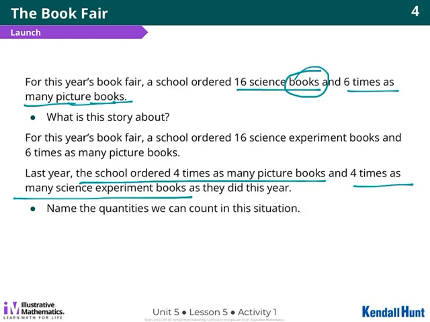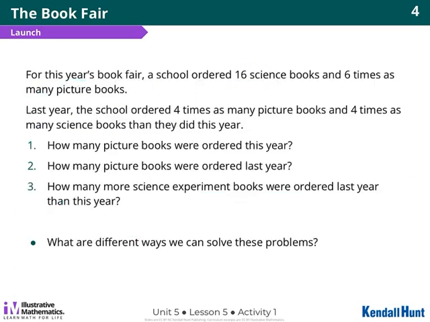Holy cow, you guys. We can count how many science books. We can count how many picture books. We can count how many all together. We can count science experiment books. Okay, I don't know if we're tired or what, but we need to get with the program. Okay, that question was not that hard.